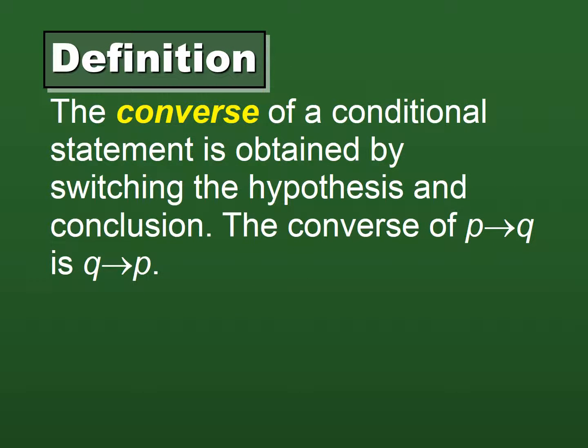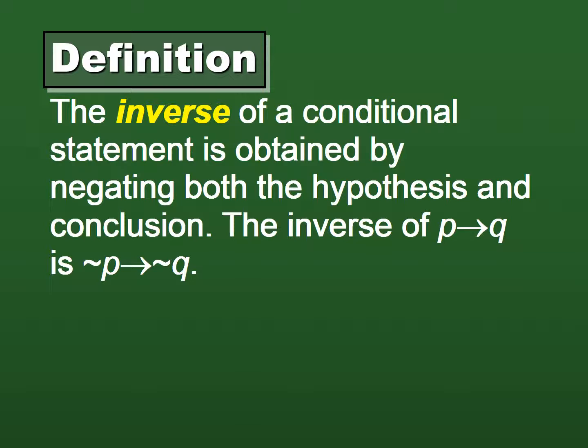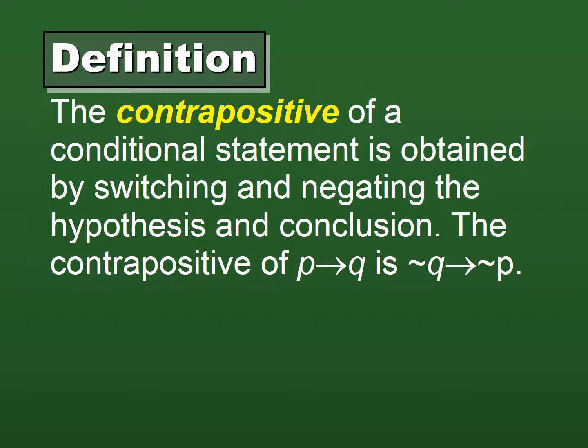Our next definition is converse. The converse of a conditional statement is where you switch the hypothesis and conclusion. So if you have P implies Q, the converse is Q implies P. Then you have what's called the inverse. You get that by negating the hypothesis and conclusion. So if you originally have P implies Q, the inverse will be not P implies not Q. Then you have the contrapositive. The contrapositive is doing both: you switch the hypothesis and conclusion, and you also negate both of them.